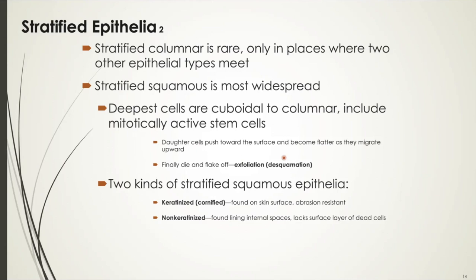Okay, so two kinds of stratified squamous epithelia are going to be keratinized and non-keratinized. Your keratinized are going to be found on the surface skin. They're going to be resistant to abrasion. The non-keratinized are going to be found internally, lining the internal spaces, and they lack the surface layer of dead skin. So there's not that sloughing off that takes place like it would on your actual skin.